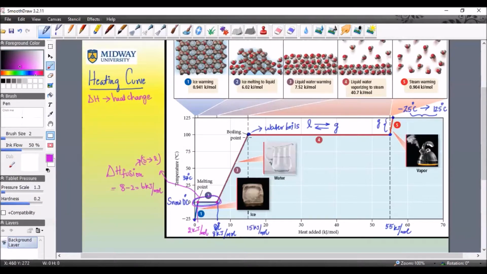Now, this region right here, this is when you're trying to go from boiling water to gaseous, or steam, right? Like it's shown in the kettle here. This region is called enthalpy of vaporization. What is enthalpy of vaporization? Well, I already told you this is around 55 and this is 15. So enthalpy of vaporization is 55 minus 15 kilojoules per mole, which is about 40 kilojoules per mole.